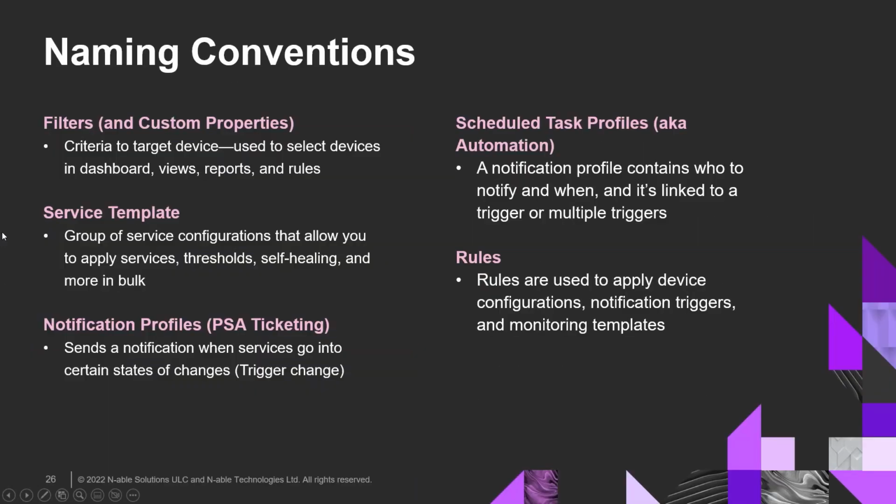Now, naming conventions. Filters and custom properties go hand in hand, okay? Service templates. These are a group of services configurations that allow you to apply services, thresholds, self-healing, and more in bulk. One of the more defining reasons of why you choose N-central. Notification profiles and PSA ticketing, right? Or ITSM service management, especially if you're using something like custom PSA. This allows you to send notifications when services go into certain states of change, a trigger change, right?